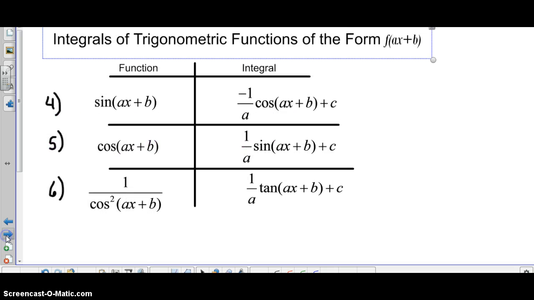If we put this all together, if we look at the function with its integral, our function of sine of ax plus b, the integral of sine of ax plus b would be negative 1 over a times cosine of ax plus b plus c. When we take the antiderivative of cosine of ax plus b, we will have 1 over a times sine of ax plus b plus our constant. And our last one, our rule 6 for tonight, is 1 over cosine squared of ax plus b. That's going to be equal to the tangent. So 1 over a times tangent of ax plus b plus c.